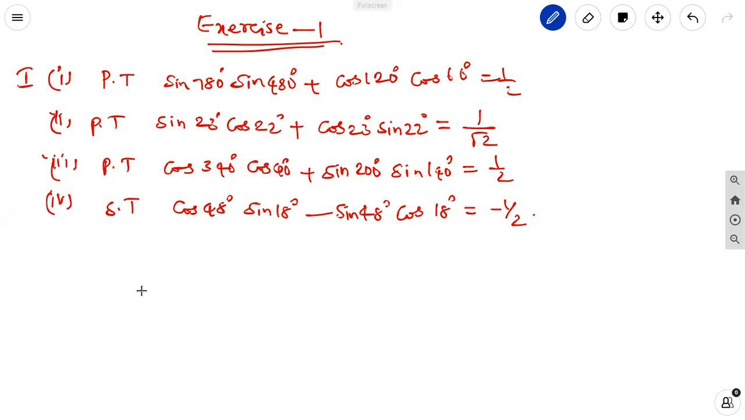Let us discuss some problems on exercise. The first exercise, the first bit, the problems are related to the compound angles formulas. Here, prove that sine 780 degrees sine 480 degrees plus cos 120 degrees cos 60 degrees equal to 1 by 2. First, here we can discuss about the quadrants and angles.